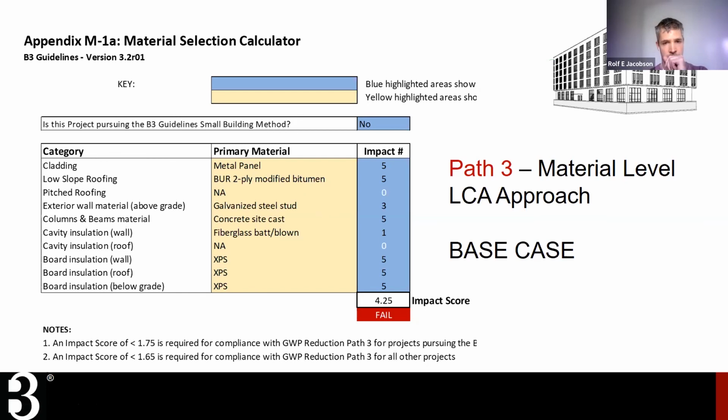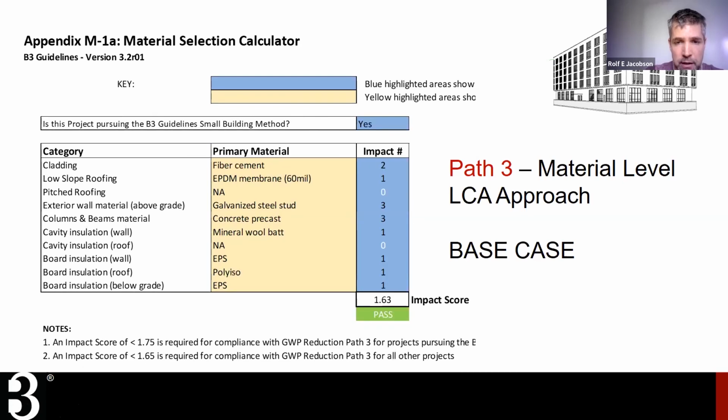So if you remember, this building had some pretty high embodied carbon construction types, including metal panel cladding, modified bitumen roofing. That was a concrete site cast. So you're seeing a lot of 5s pop up in the impact category. They used XPS for the board insulation in the wall and the roof and below grade. So this impact score is quite high, 4.25. And when you get a score above 1.65, the little cell turns red and it says you failed that.